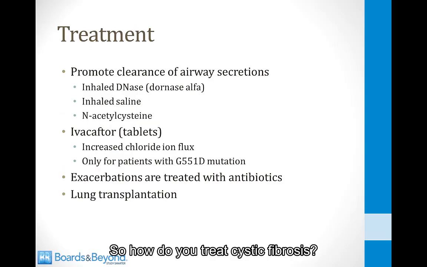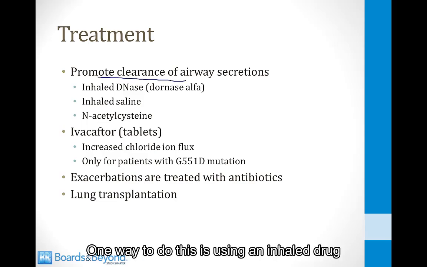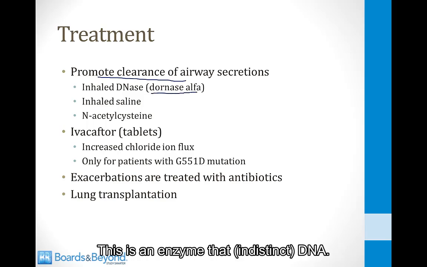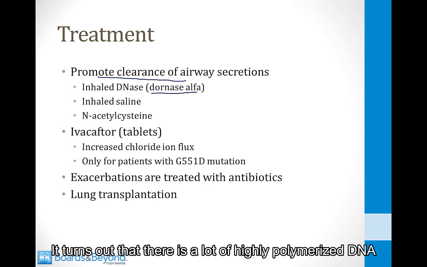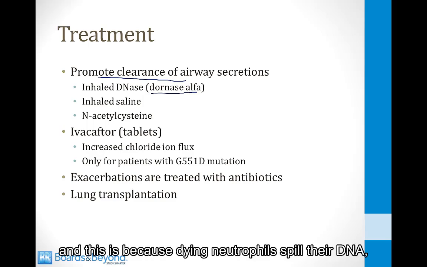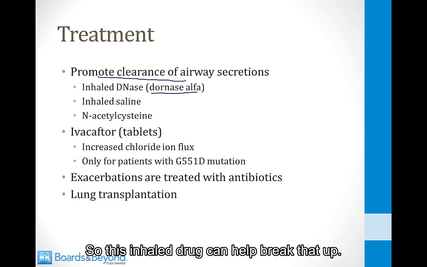So how do you treat cystic fibrosis? Well, one of the first things you want to do for these children is promote the clearance of airway secretions. One way to do this is using an inhaled drug called Dornase alpha. This is an enzyme that lyses DNA. It turns out that there is a lot of highly polymerized DNA in those thick mucus secretions, and this is because dying neutrophils spill their DNA and then it gets polymerized with other DNA. So this inhaled drug can help break that up.